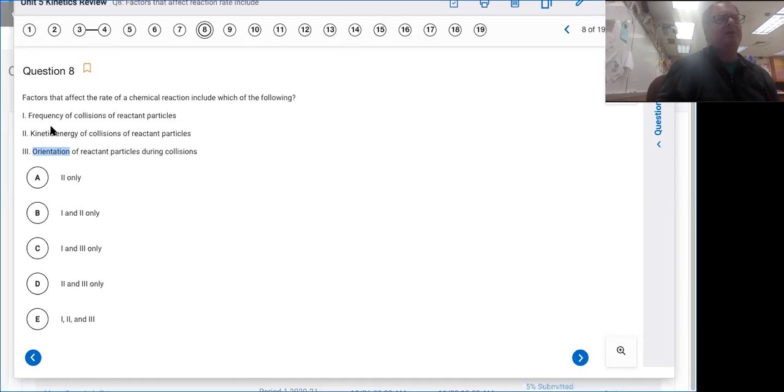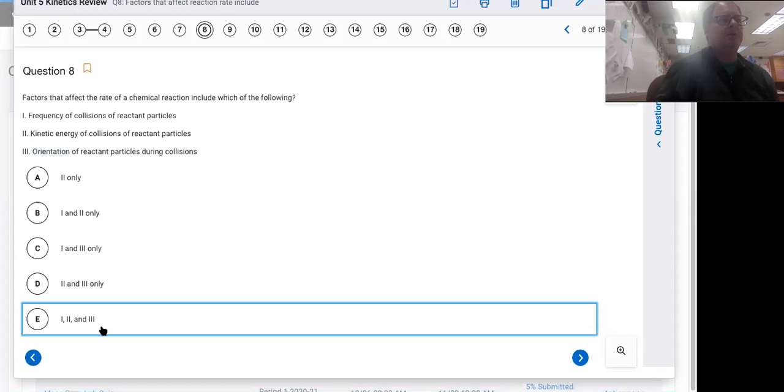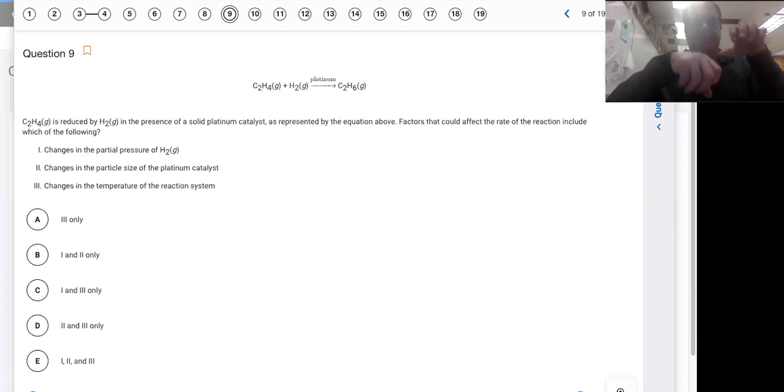These two we'd have a better chance of changing. Frequency, we give it higher concentration, or we turn up the temperature. Kinetic energy, we turn up the temperature. Orientation, it's hard to control that. Like I said, you'd probably have to have a heterogeneous catalyst, something that they bind to and line up better.